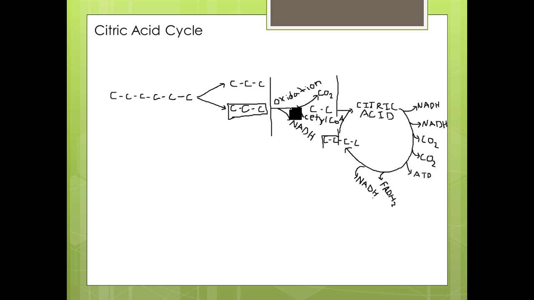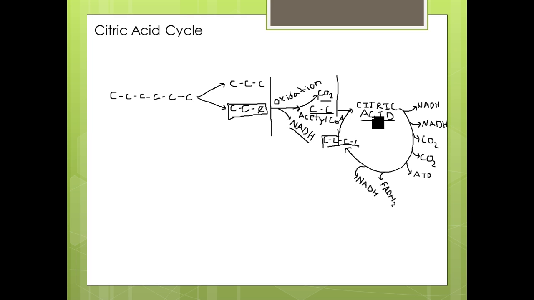It oxidizes it and takes out one of the carbons, and that carbon becomes CO2. It also takes the NAD plus and oxidizes it and makes it NADH. And then it takes the acetyl-CoA, the 2-carbon molecule, and combines it with the oxaloacetic acid, this 4-carbon molecule right down here, and becomes the 6-carbon molecule citric acid.